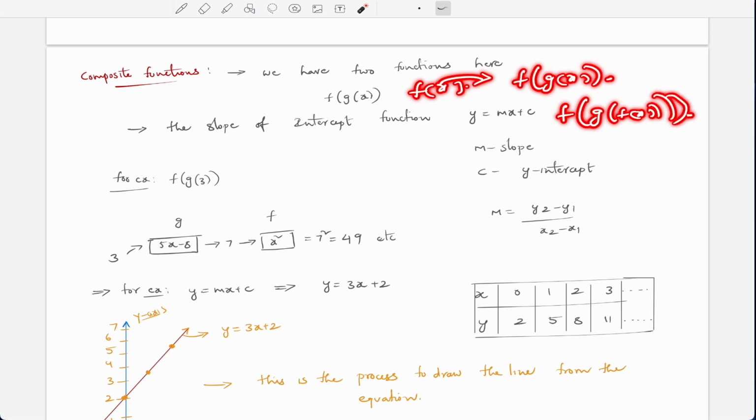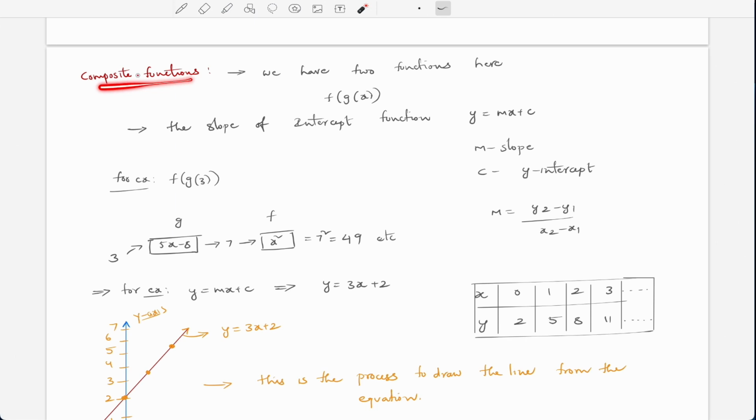So we can have multiple functions in that one function. That is called a composite function, which means we can have one or more functions in a single function. In this example, we have another function, g of x, inside the f of x function.